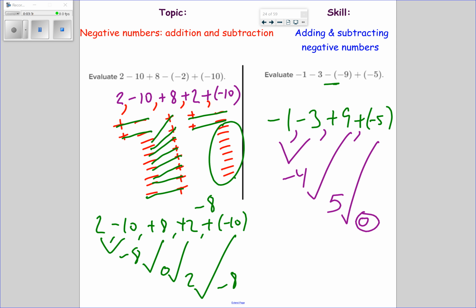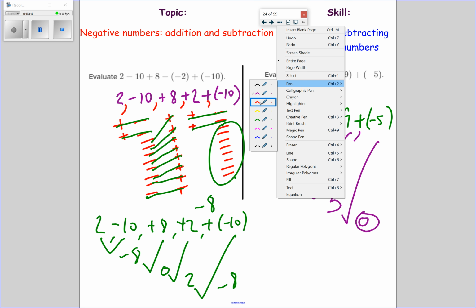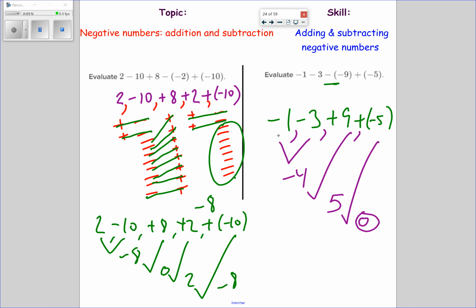I'm going to try it a slightly different way just to kind of show you that there are multiple ways you can do a problem like this. Let's go to, what color have I not used? I haven't used just plain old black before. All right, if you take our positives, I'm going to underline my only positive there, which is 9. I'm going to double underline my negatives, so I have negative 1 and negative 3, which makes negative 4, and negative 5. So negative 4 and negative 5 makes negative 9. So I have 9 and negative 9, or 9 minus 9, which is 0. So a couple different ways of doing the problem.